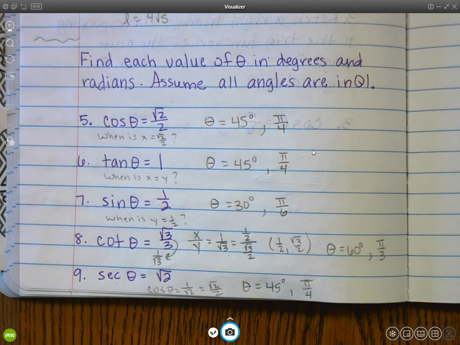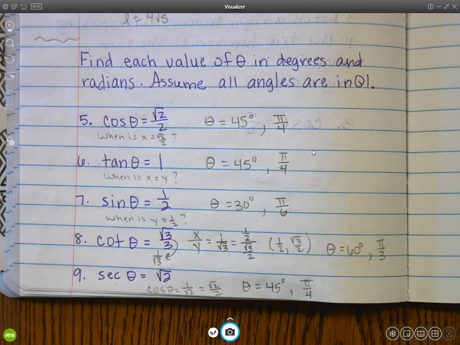Alright, so picking up where we left off yesterday in section 4.3. We're now going to do finding values of theta in degrees and radians. We're going to assume all angles are in quadrant 1. Alright, so this again kind of requires that you know your unit circle.